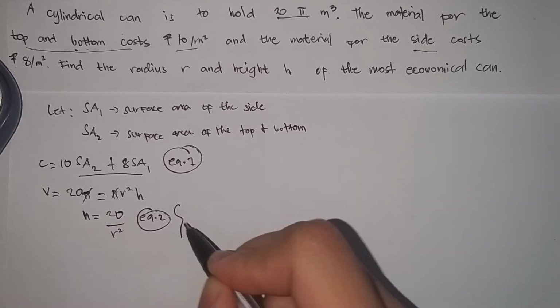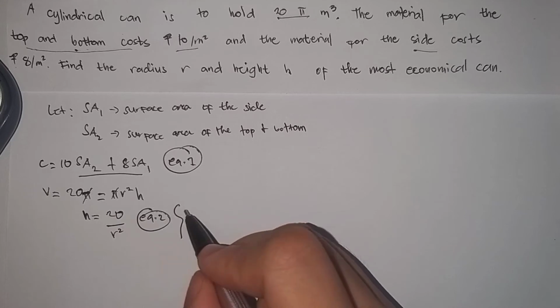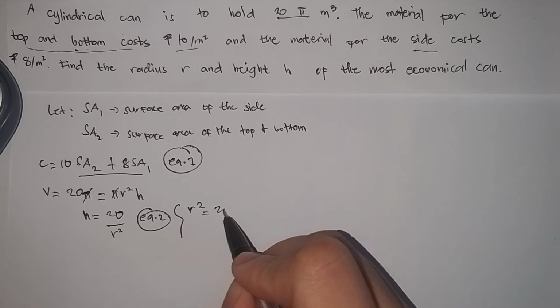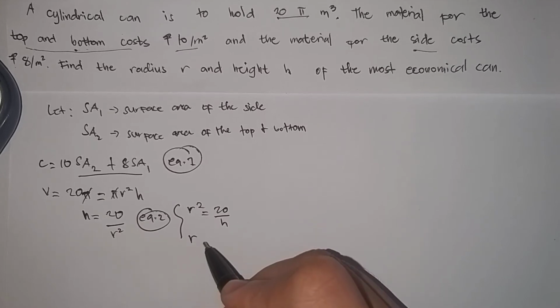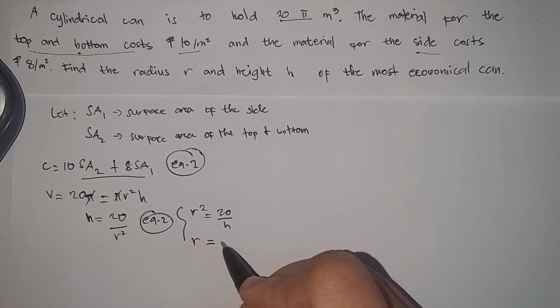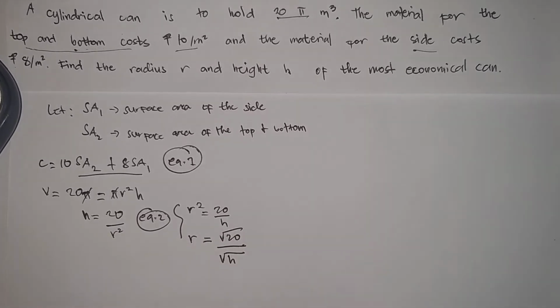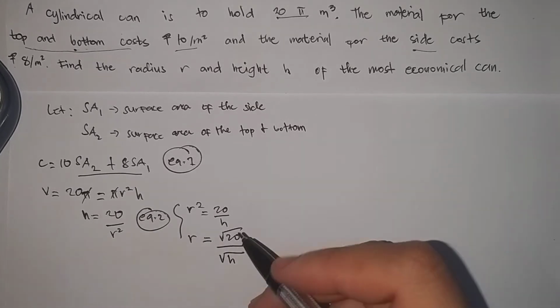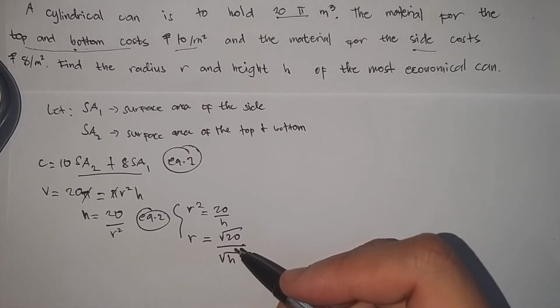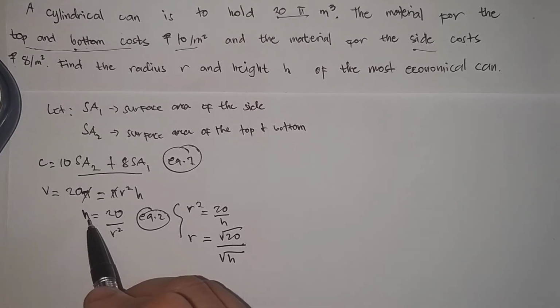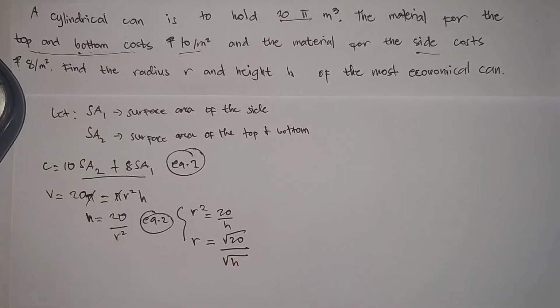Actually, you can also use r, but it will look like this: square root of 20 over square root of h. So we'll have radicands here, and I think this will be a little bit cumbersome. So I don't advise to use r in this case. Let's just use this variable h.